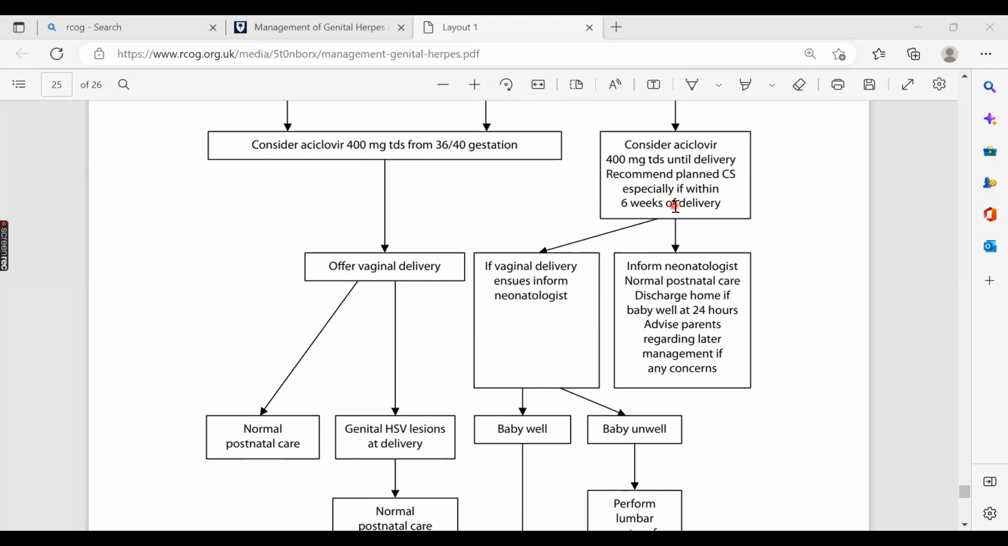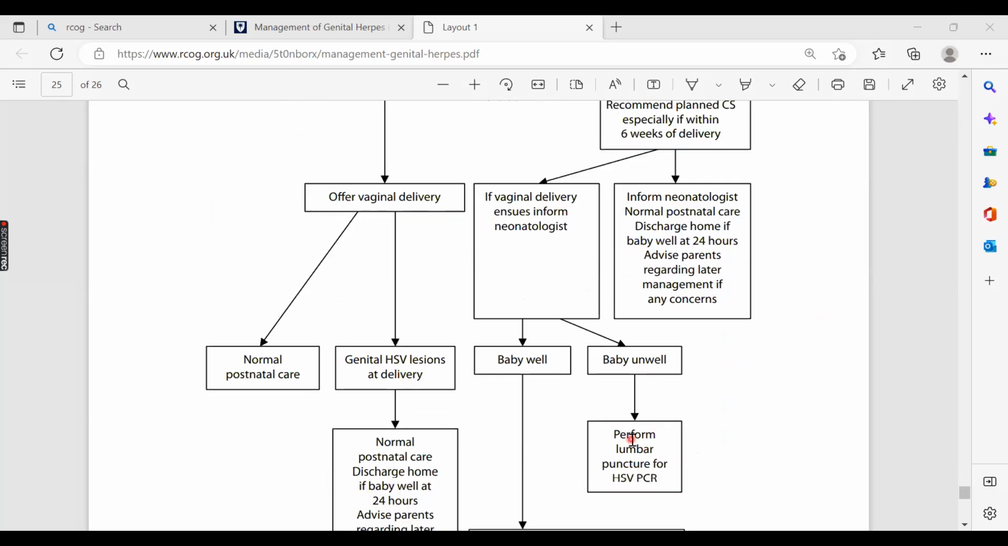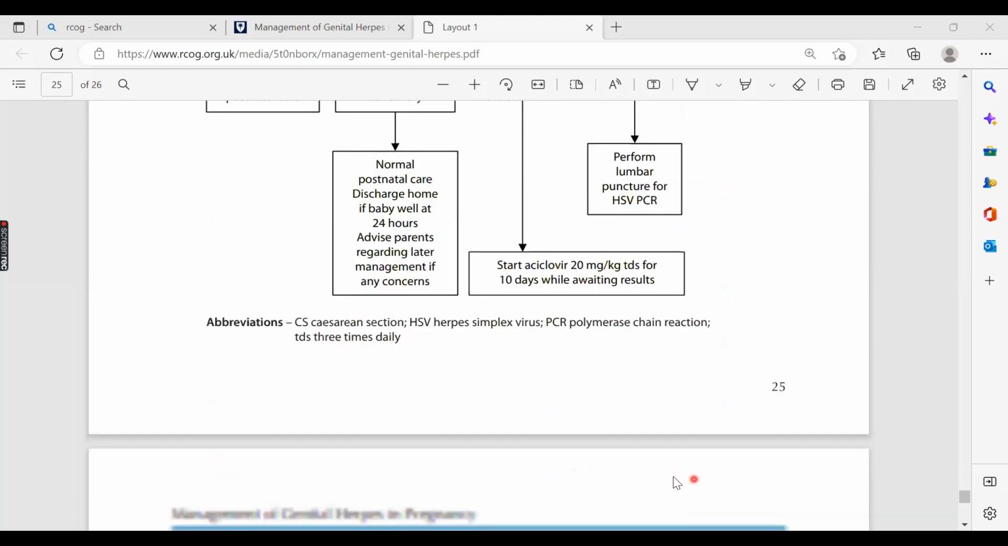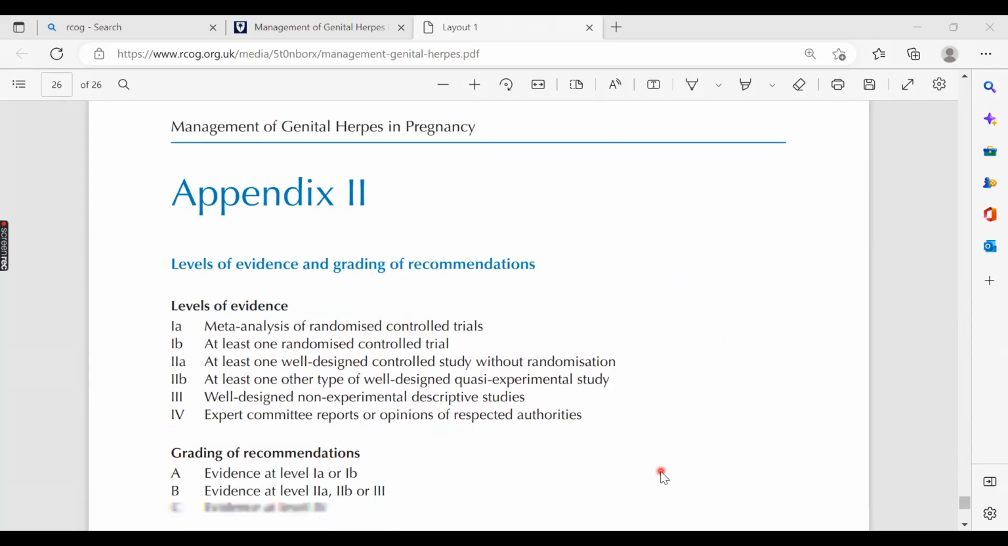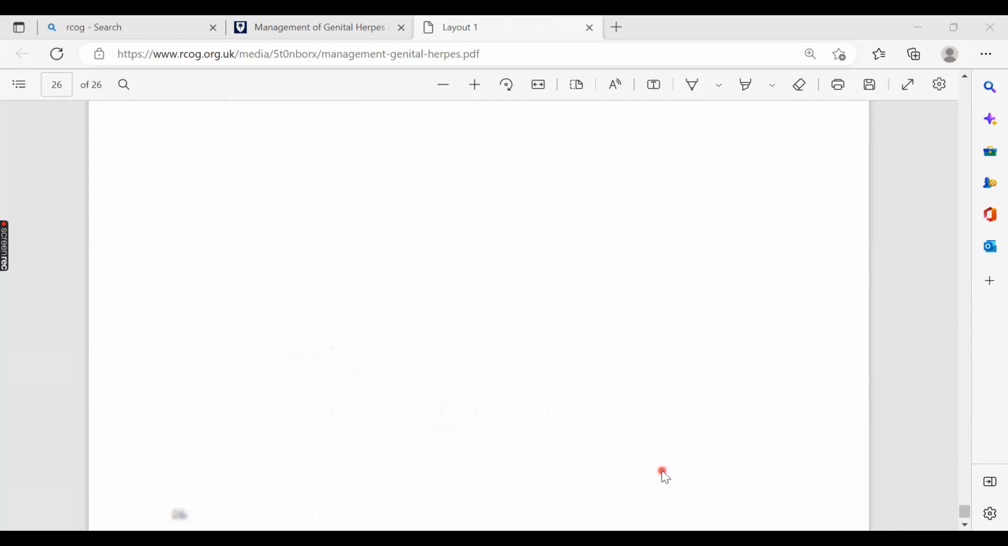See, you have a patient in the third trimester, a woman affected by primary genital herpes, and the vaginal delivery has happened. The baby is found to be unwell. Do not worry. Please inform the neonatology team. They will perform the lumbar puncture for HSV and CSF. The baby will then be managed accordingly, depending on the report, by the neonatology team.